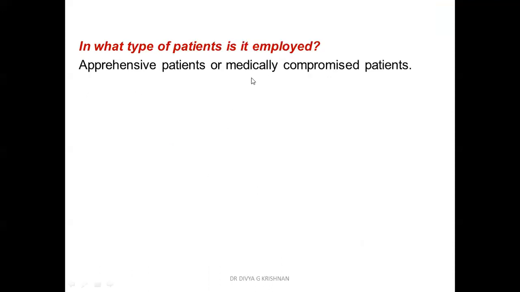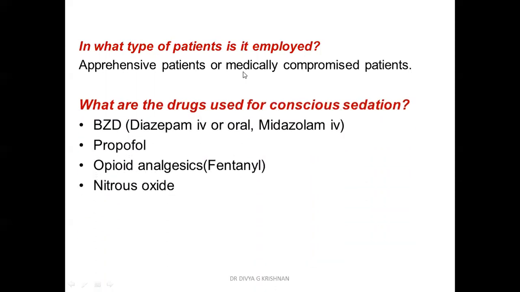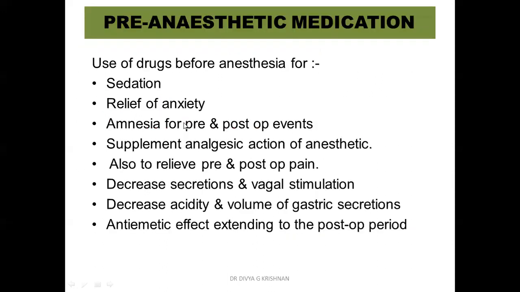In what type of patients is it employed? It is used mainly in apprehensive patients who are medically compromised, where you cannot go in for a full-fledged general anesthesia. The drugs which are useful for conscious sedation: benzodiazepines, that is diazepam IV or oral, or midazolam IV, propofol, opioid analgesics like fentanyl, and nitrous oxide. So this can be asked as: name two drugs which are used for conscious sedation. You have to remember these drugs.